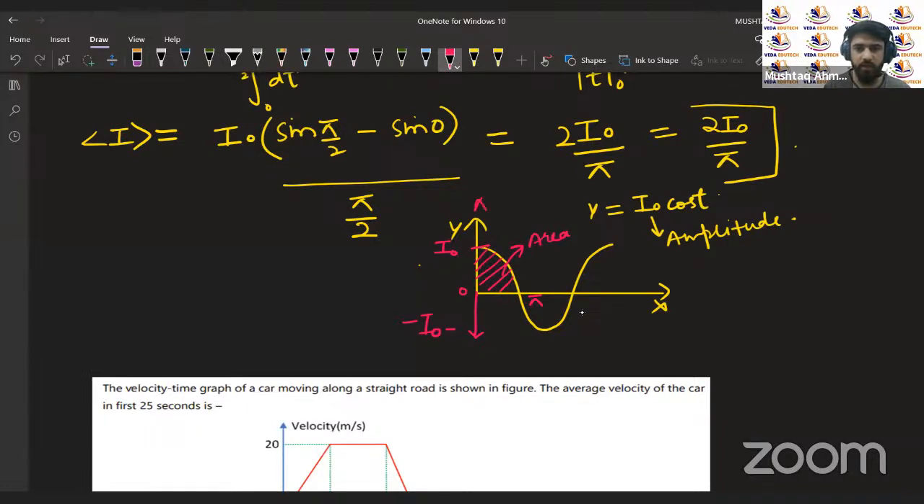And what does this area represent? Area is calculated by I naught cos of t, integrating it between the limits 0 to pi by 2. That's what we have done. And then we just divide it by the interval pi by 2, and we get the average of this function. So that's what the average of this I naught cos t represents.